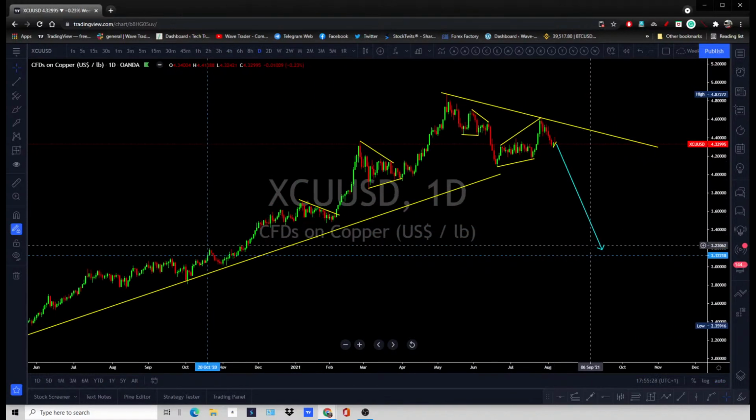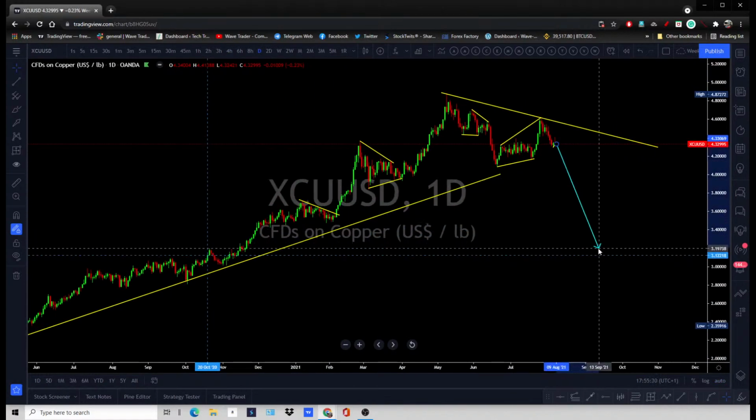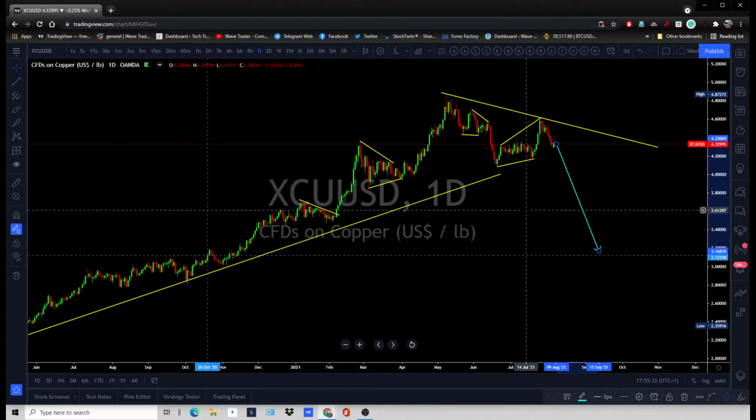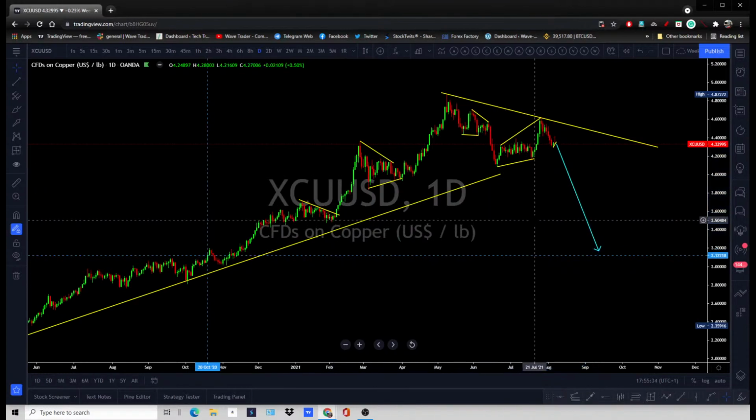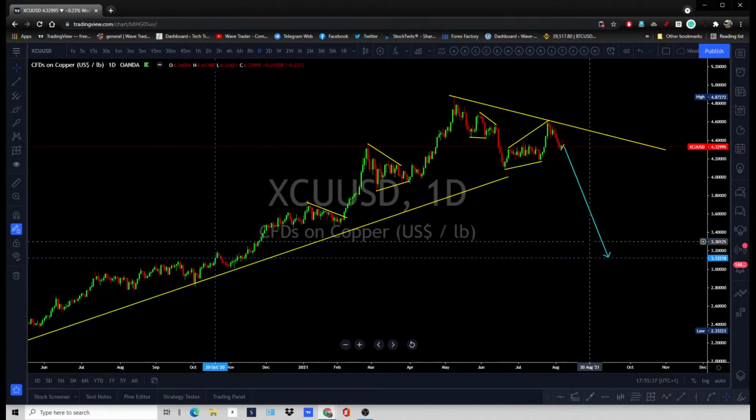Copper is forming a very nice correction on the lower time frame. It's slightly risky, because the trend is very strong on copper, and yes, it can stay strong for a while before dropping aggressively. Again, it comes down to the Fed.